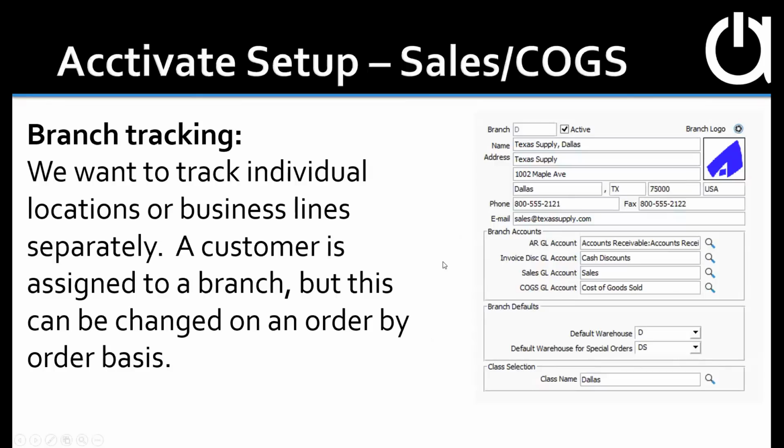So when I use branches, I will sometimes do this virtually, if I need to change a P&L account on an order-by-order basis. When I create an order in Acctivate, I can have different branches set up that point to different P&L accounts. So I create the sales order, and now I can pick a specific branch that's going to change what accounts receivable account it hits, what sales GL account it hits, and what cost of goods sold account. And that's sometimes where I'll use branch tracking.